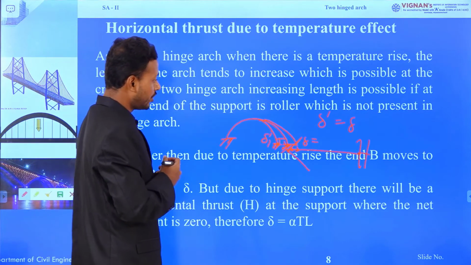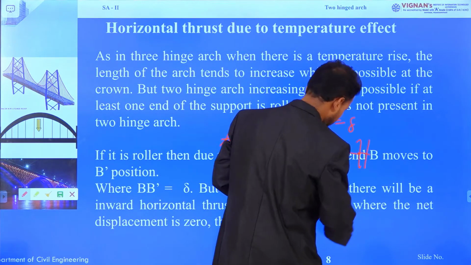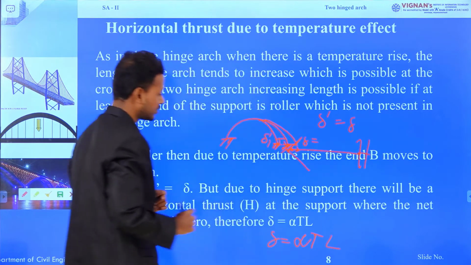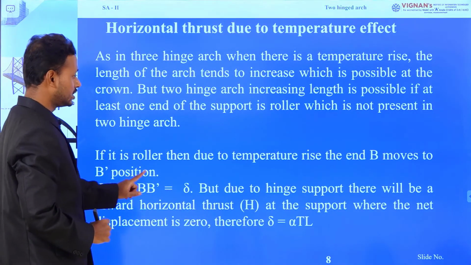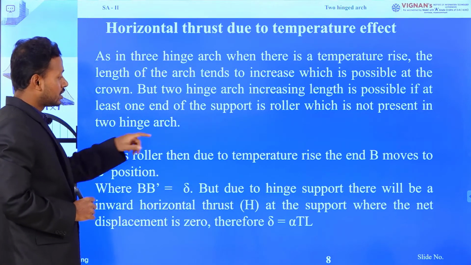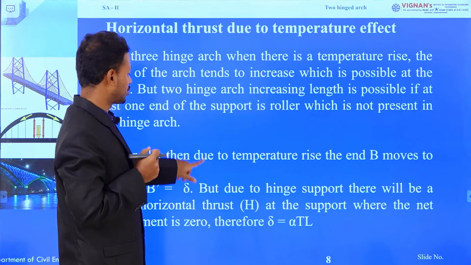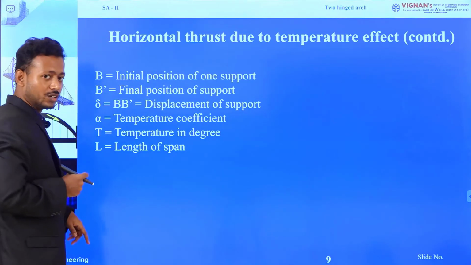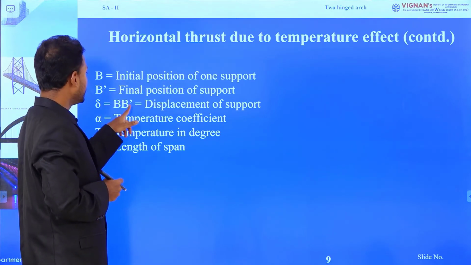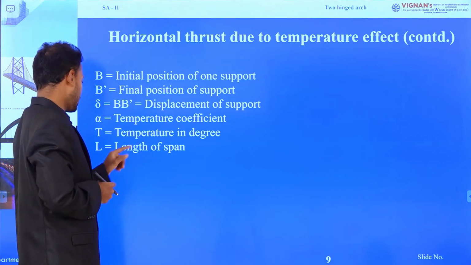Now we will evaluate what delta dash and what delta are. Due to the temperature rise, delta is equal to alpha into T into L. Now we will evaluate the inward displacement due to the application of horizontal thrust at any support. Just know the terms: B is the initial position of support, delta is BB dash, that means the displacement of the support, alpha is the temperature coefficient, T is the temperature in degrees, and L is the length of the span.